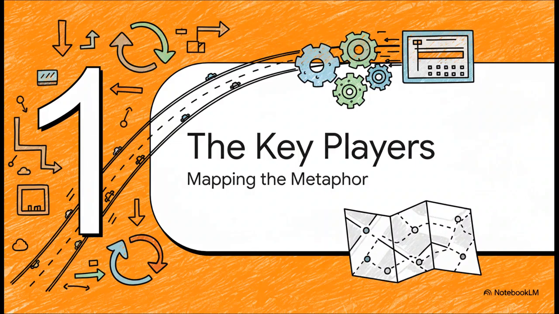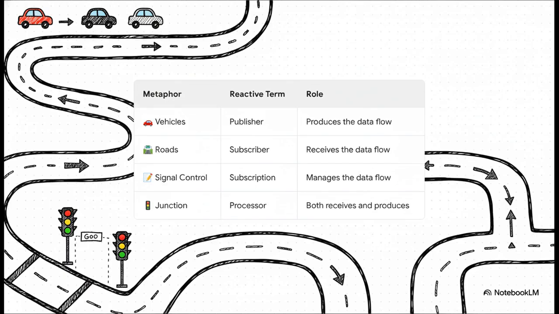Okay, so to really get a handle on these rules, we first need to meet the key players out there on our digital highway. Let's map out who's who in this little smart city of ours. All right, let's break this down. The vehicles, the actual cars on the road, that's our publisher. They're the source, the ones creating this whole stream of data. The roads themselves, that's a subscriber, the destination that's taking in all that traffic. The subscription is the absolute crucial part. It's the signal control system that manages the entire flow. And then finally, you've got the processor. Think of it like a big highway junction. It's both receiving traffic and sending it off in a new direction.